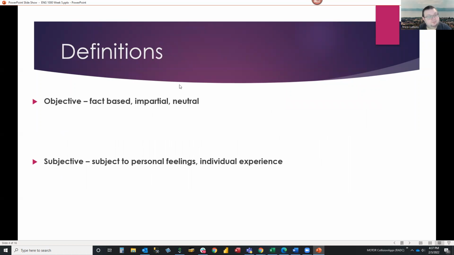So some definitions. Objective is fact-based, impartial, and neutral. So that's like what you want your news to be. You want it to be neutral, no agendas or anything. You want it to be very objective. Subjective is subject to personal feelings and individual experience.